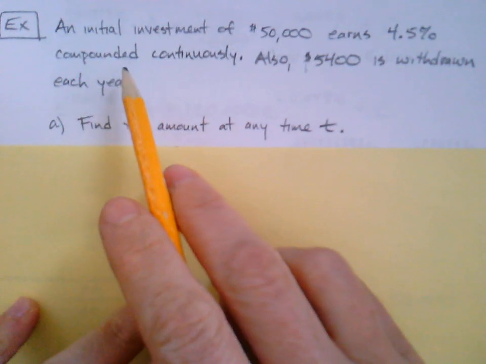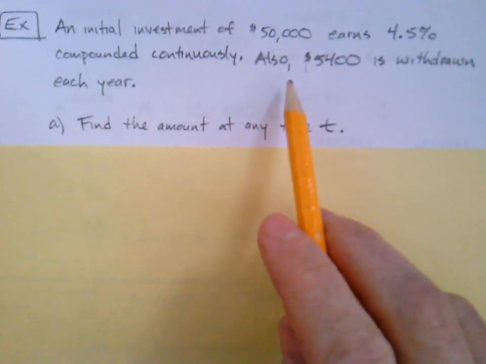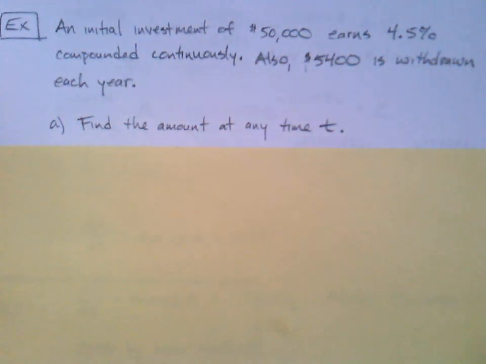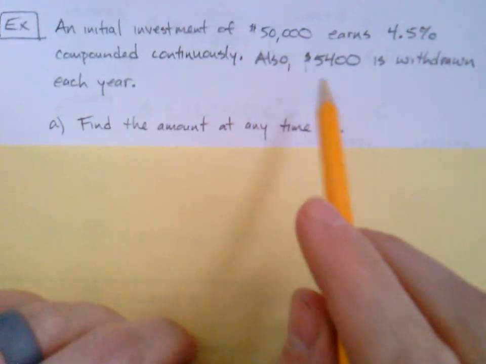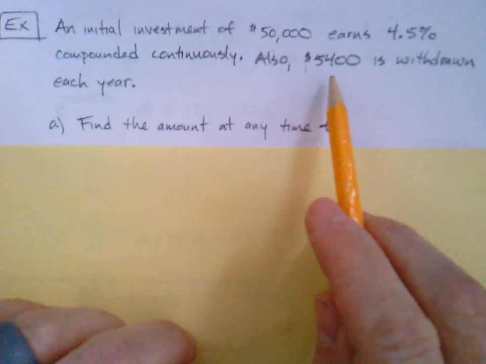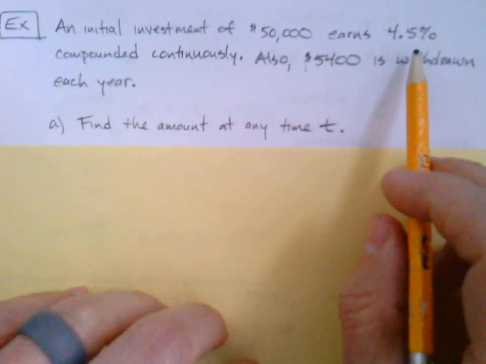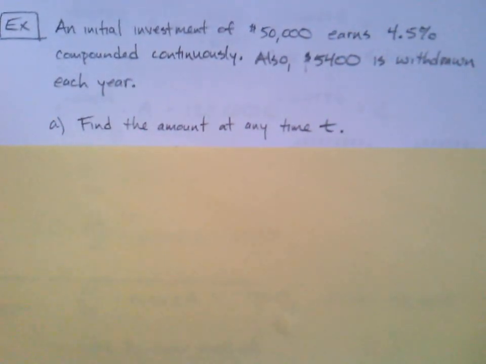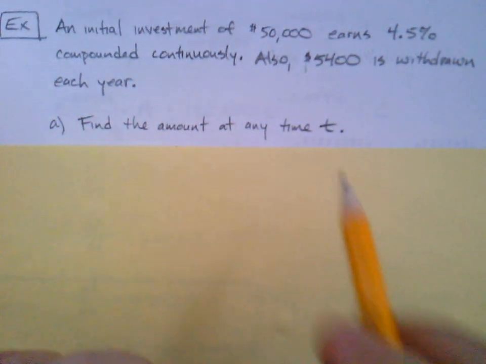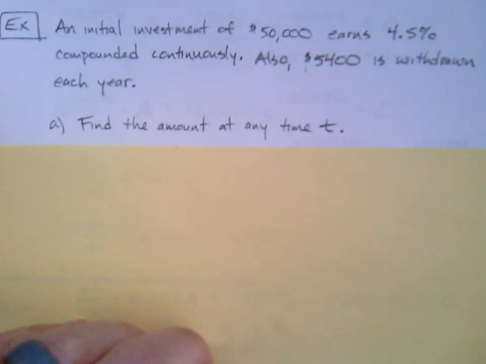Obviously they mentioned compounding continuously, but in addition to that, we're taking money out each year, and this is a lot more realistic for how investments work. We're withdrawing $5,400, so it's earning interest, so it's going up, but we're also taking out more than the interest it earns, and eventually this account is going to make its way down to zero. The idea is we're going to use all of our money over time, but still gain interest along the way.